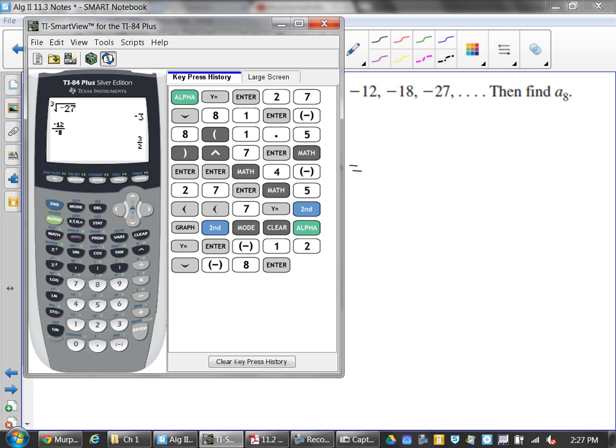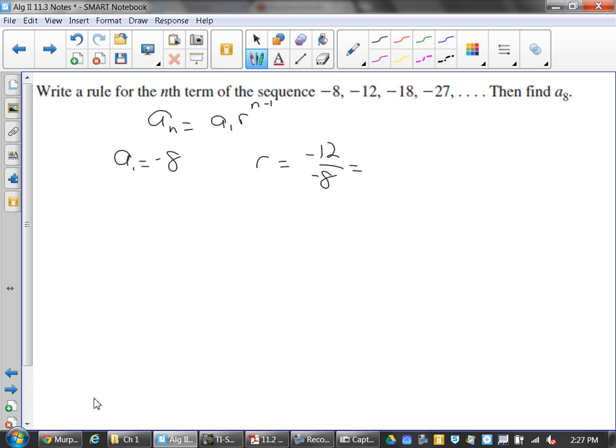Okay? So my rate in this case is how much? 3/2. So now I can write my generic nth rule. I know that my nth rule is first term, r to the n minus 1, so negative 8. Remember, throw parentheses around your rate to the n minus 1.